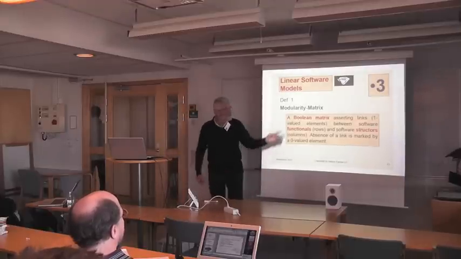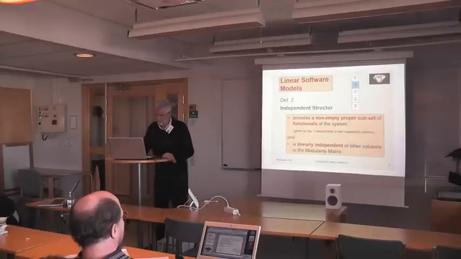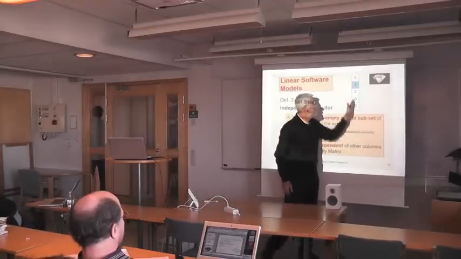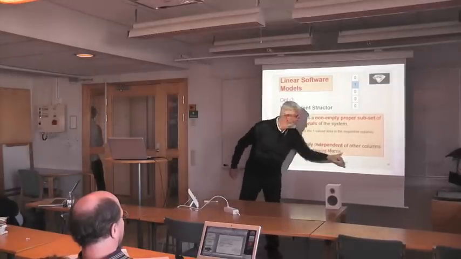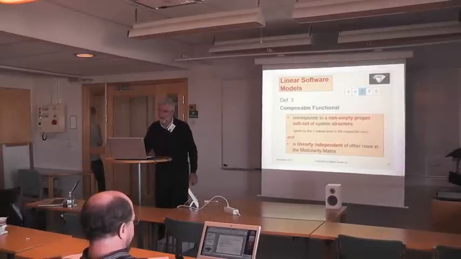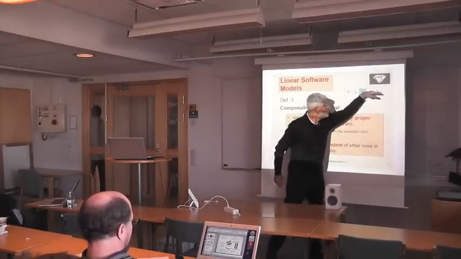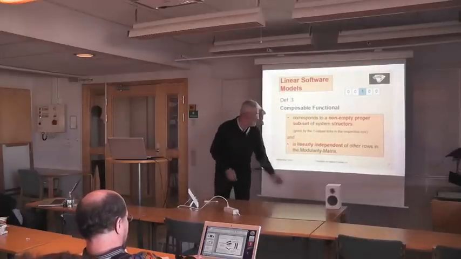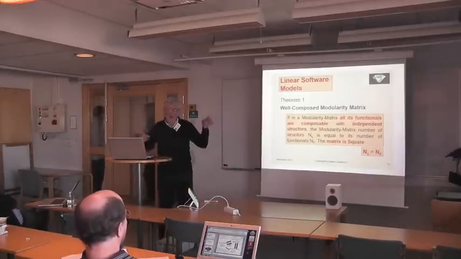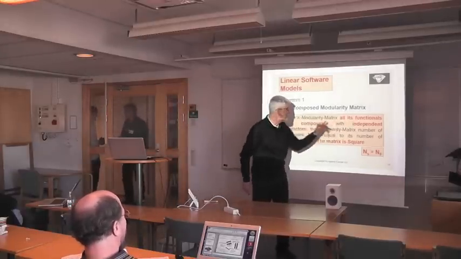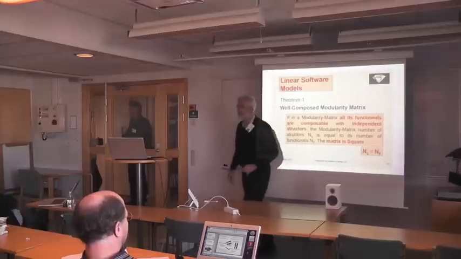Now, the theory. I define a modularity matrix, a Boolean matrix, asserting links between functionals and structures. An independent structure is a column vector, a non-empty proper subset of functionals, and is linearly independent of other columns. The same for functionals: a non-empty proper subset of structures. This is the row, and is linearly independent of other rows of the matrix. First theorem. Up to now, there were definitions. A well-composed modularity matrix, in which all the functionals are independent and the structures are independent, is square. Easily proved.